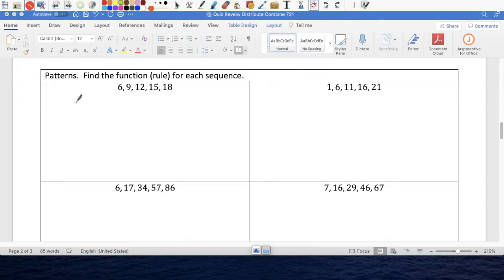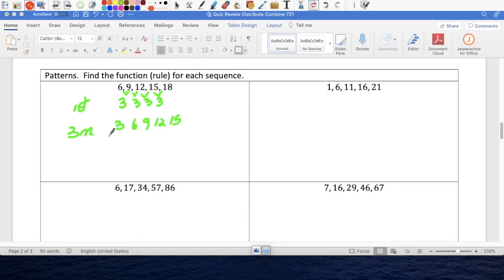Let's see if I can do this. First, that's a 3, that's a 3, that's a 3, that's a 3. That's linear. So that's going to be a 3n sequence. What does the 3n sequence look like? Well, 3 times table, right? 3, 6, 9, 12, 15, right?